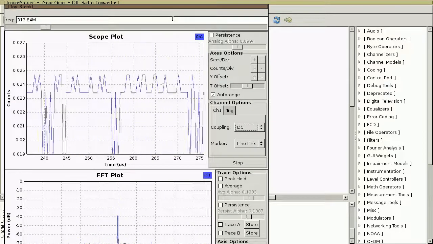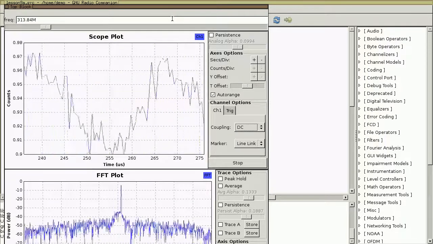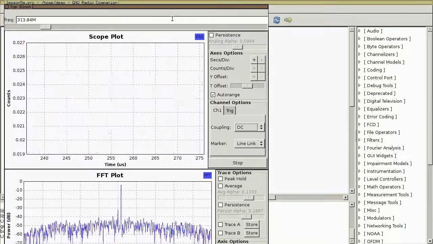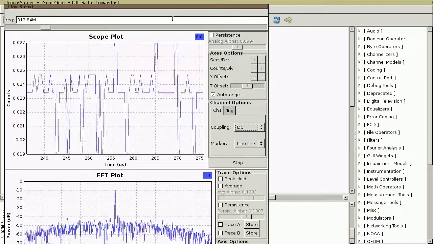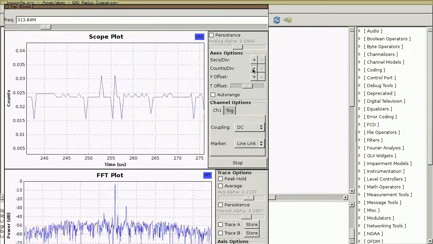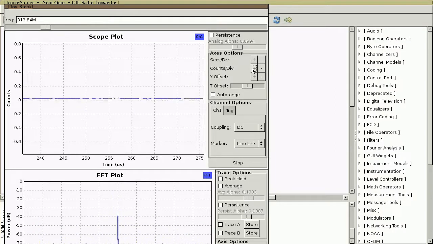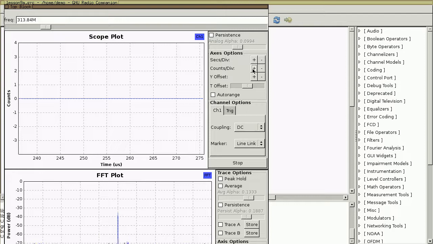Now when I push the button on the remote, you can see in the FFT plot on the bottom, I'm getting output similar to what I got from the Osmocom FFT utility. Now on the top, if I increase my counts per division, you can see the result of my amplitude demodulation. It's showing that there is a higher amplitude while there is a transmission. But during that transmission, the amplitude stays about the same.